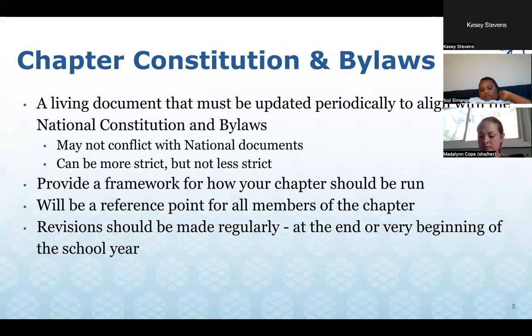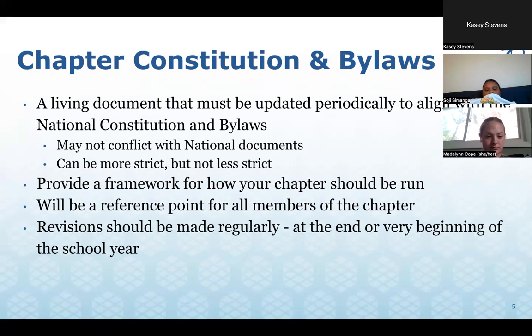So your chapter constitution and bylaws are two separate documents, but they align with each other. They're a living document. They should be updated periodically to align with the national constitution and bylaws. Just as we made updates to these documents at National Convention, you should be doing the same at your chapter. And most of the time, it should be outlined in your constitution and bylaws how often things should be reviewed and updated.